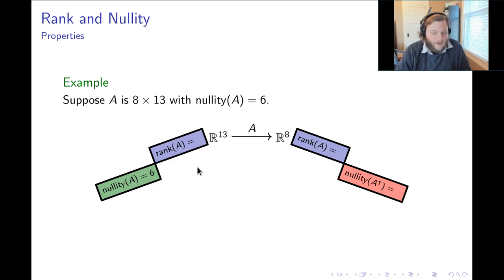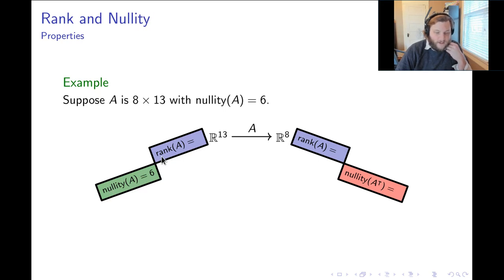So in our figure, remember, we have boxes where we're labeling rank and nullity right next to r to the number of columns, which in this case is 13. And then we have rank and the nullity of the transpose to the right here, right under r to the number of rows, which in this case is 8. The reason for this setup, again, is because the rank plus the nullity equals the number of columns, and the rank plus the nullity of the transpose equals the number of rows. Well, all we're told here is the size of the matrix and the nullity, but we can use these theorems to fill in the blanks here.